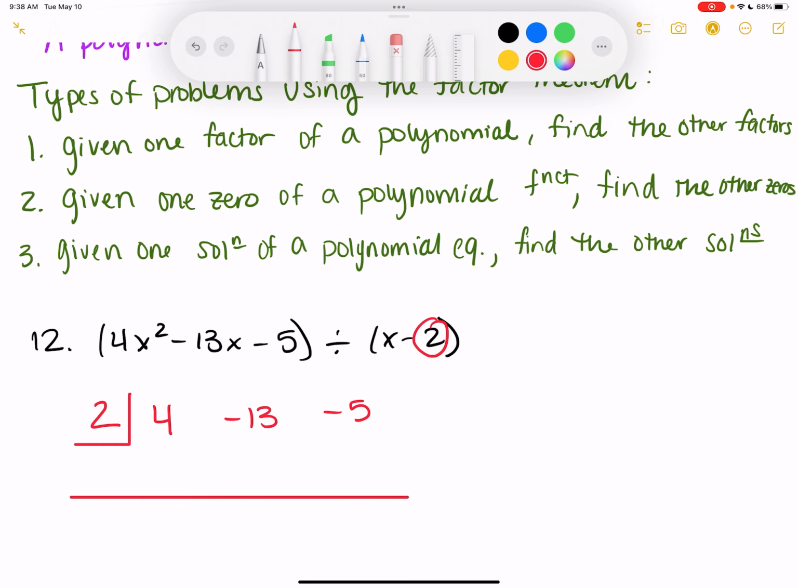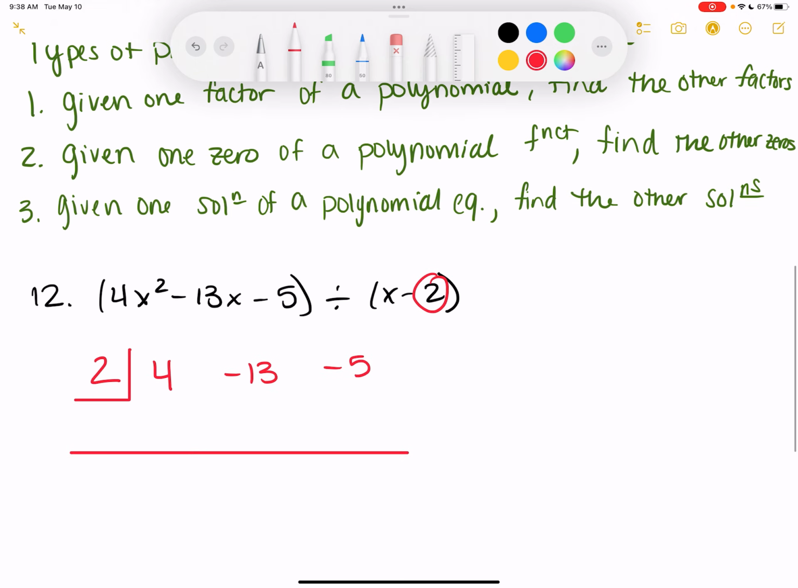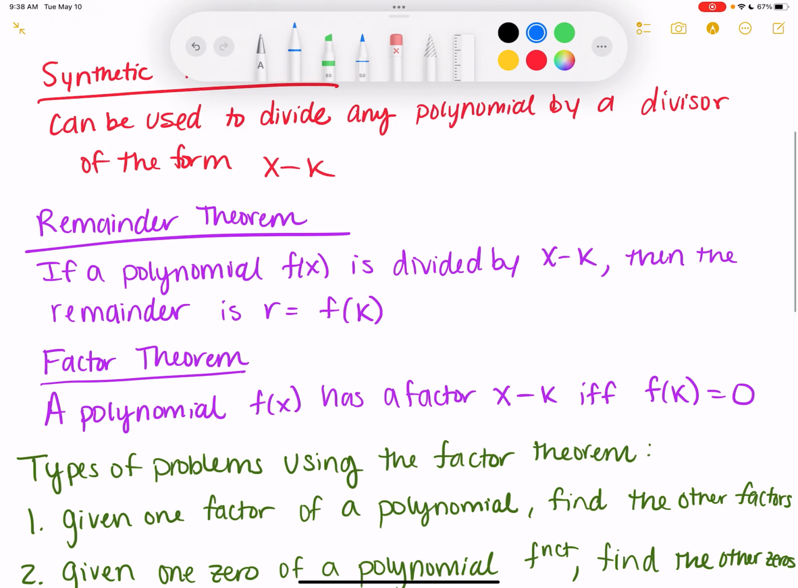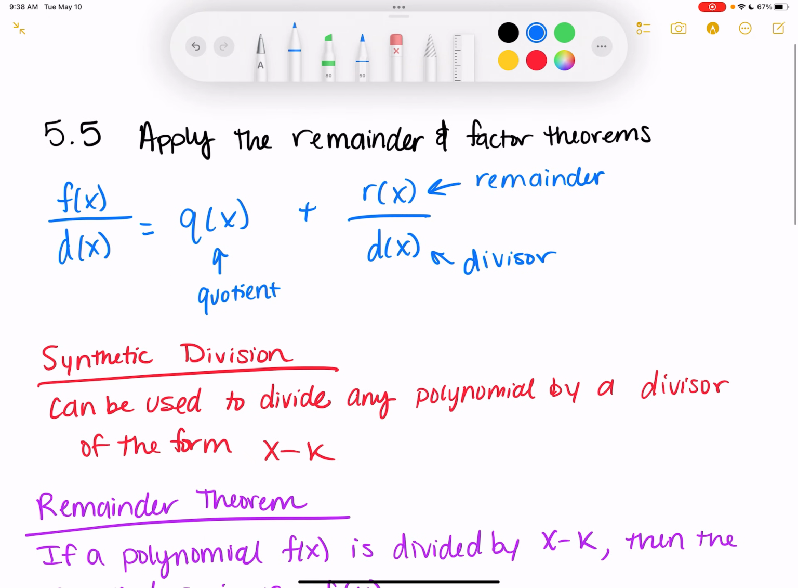And then same process that we had with the synthetic substitution. Bring down the 4. 4 times 2 is 8. Negative 13 plus 8 is negative 5. Negative 5 times 2 is negative 10. Negative 10 minus 5 is negative 15. So before, that was our answer, but now we've got to write it in this form.